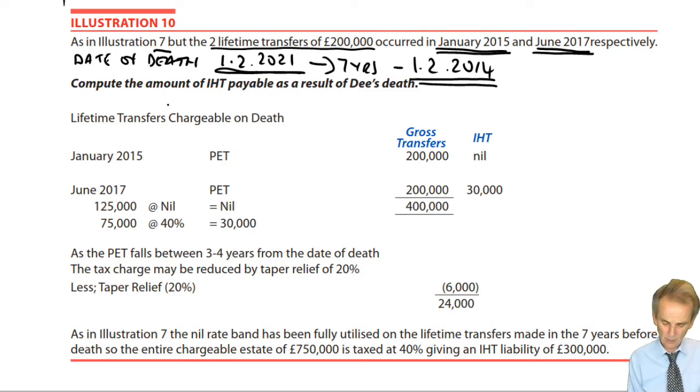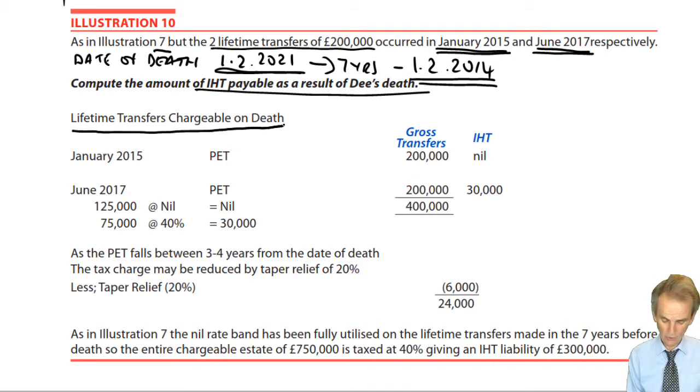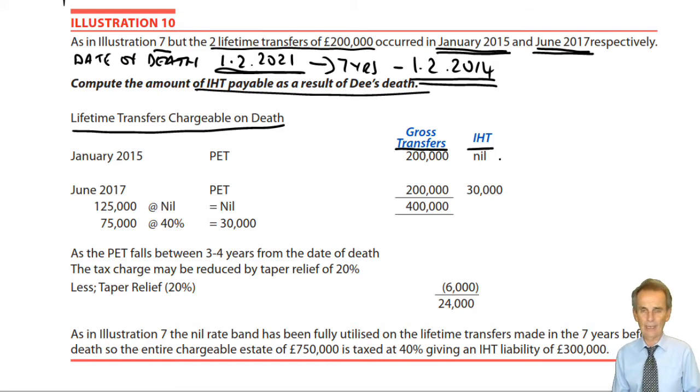But these 2 are chargeable. What are we going to do? Compute the amount of IHT payable as a result of D's death at that date, the 1st of February 21. So, the computations that we do. Firstly, the lifetime transfers chargeable on death. For this, we require 2 columns, gross transfers, and then the amount, if any, of IHT that is payable in relation to that PET as a result of the death of the taxpayer.